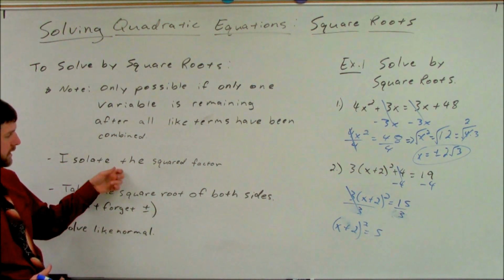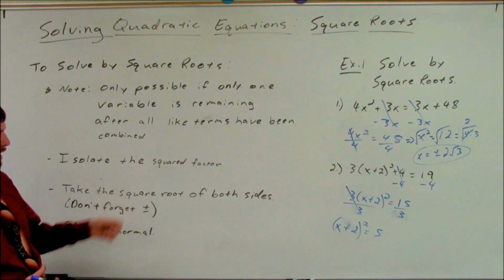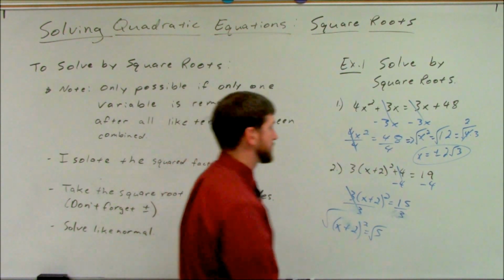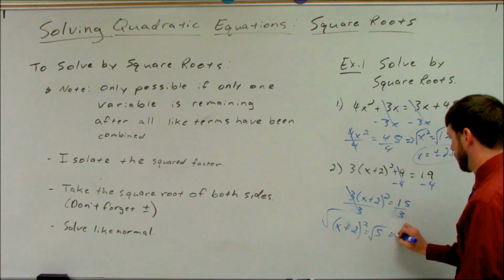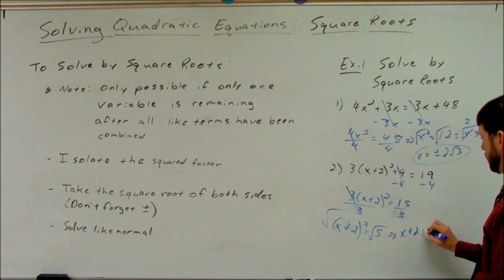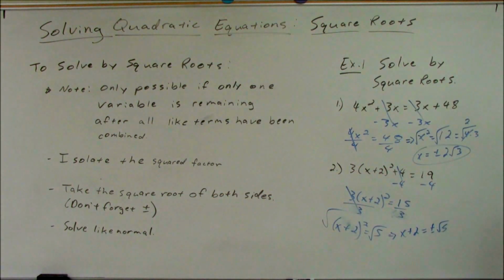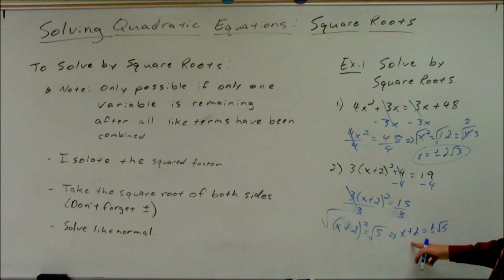Same idea holds. I've isolated the squared factor. Now I can take the square root of both sides. So what that's going to give me is x plus 2 is equal to plus or minus square root of 5. Remember, don't forget your plus or minus. And then we solve like normal. Finish getting x by itself.